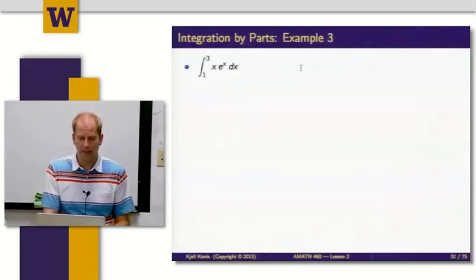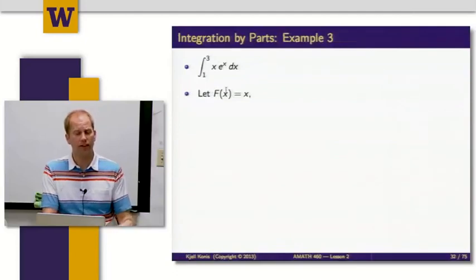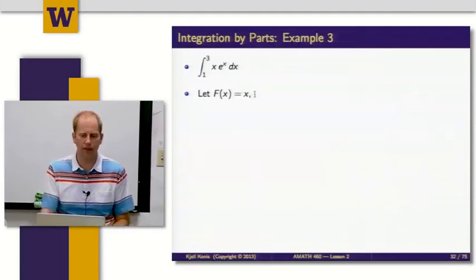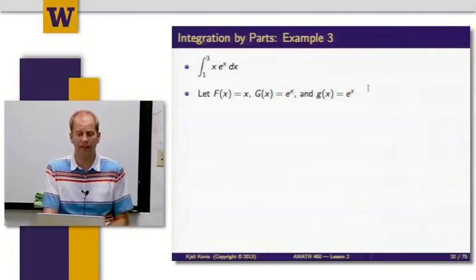And so one final example. I'll try and integrate from 1 to 3 the function x times e to the x. So again, I'm going to let the function that I'm going to have to take the derivative of be x, because when I take the derivative of that, I'm just going to get 1. That'll be something easy to work with. The function I'm going to have to integrate should be, well, e to the x. Its antiderivative is just going to be itself, so that's going to be an easy choice.